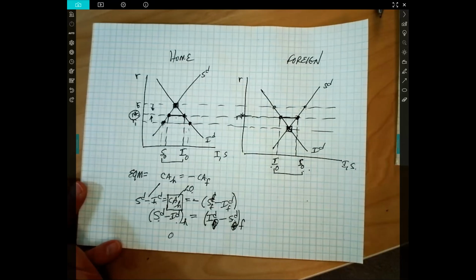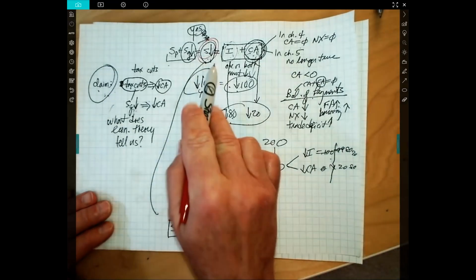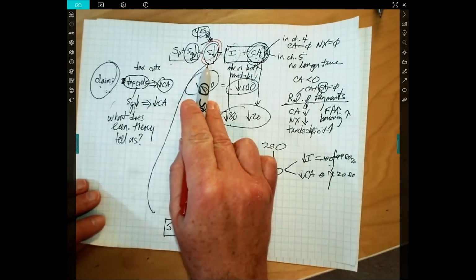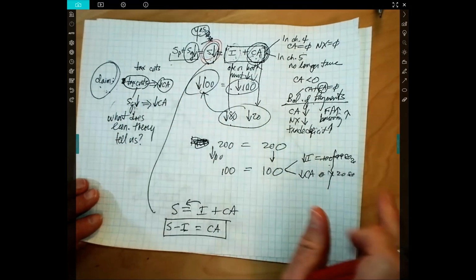In the home country. Yes. And so which market? Home country, home goods market, which curve? Saving. Yeah. Which way? To the left. Saving goes down. All right, that's what we said. Government saving goes down, national saving goes down.